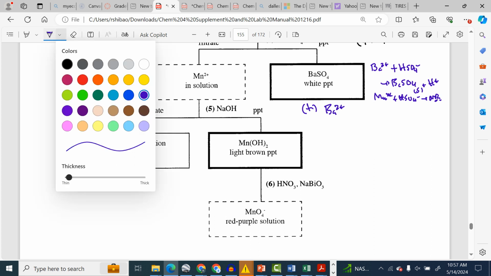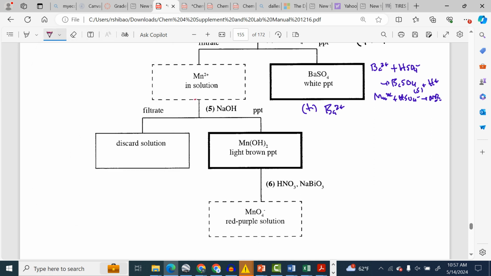The precipitate that we're looking for is the hydroxide. And so if we take manganese, likes hydroxide, actually 2 hydroxides, this is going to form a precipitate of manganese 2 hydroxide. The metathesis reaction. This manganese 2 hydroxide is a light brown PPT. Okay, we're going to wash this one though and discard.